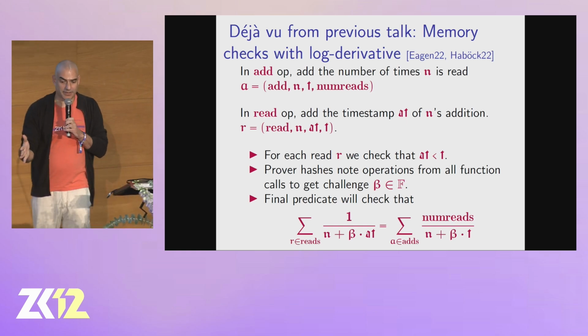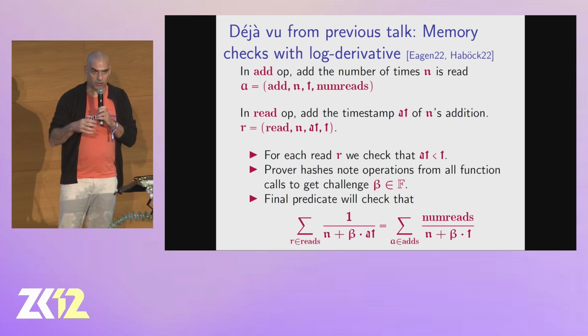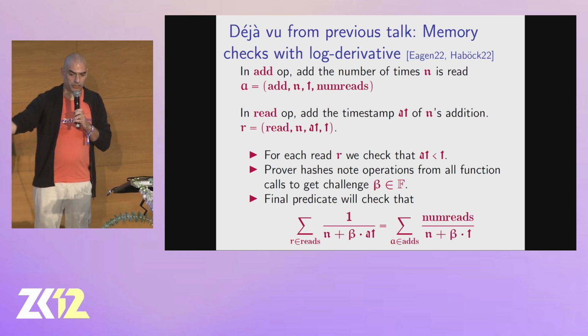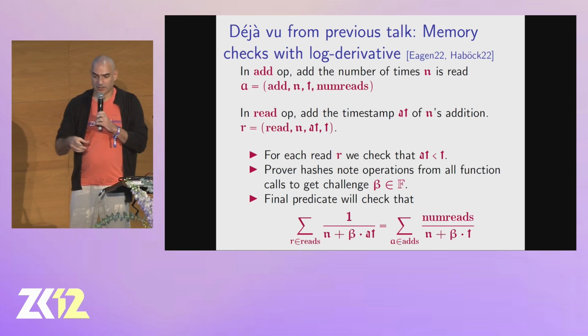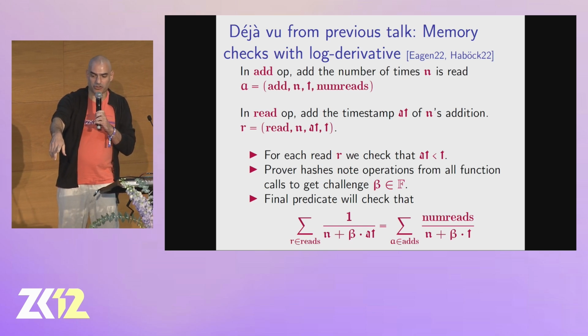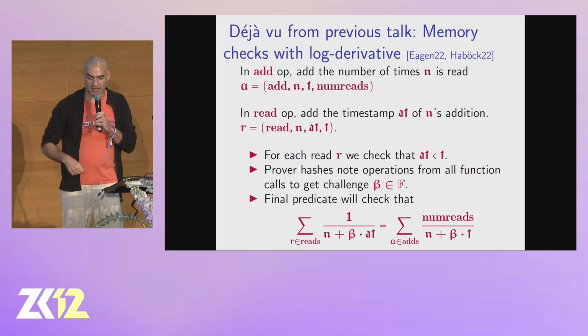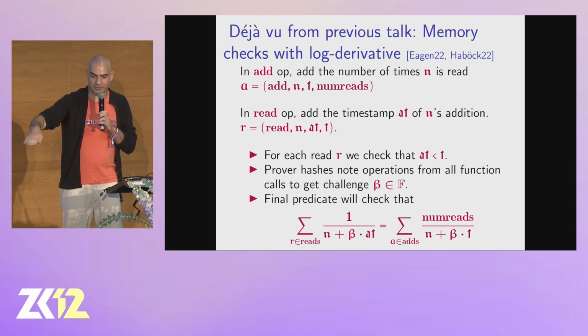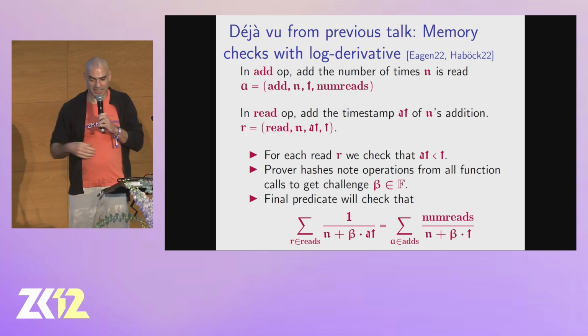And we're going to compare that to the sum over all add operations from all iterations. For each add, we put in the numerator the alleged number of times the note was read, and we divide that by n plus beta times the timestamp of the add.